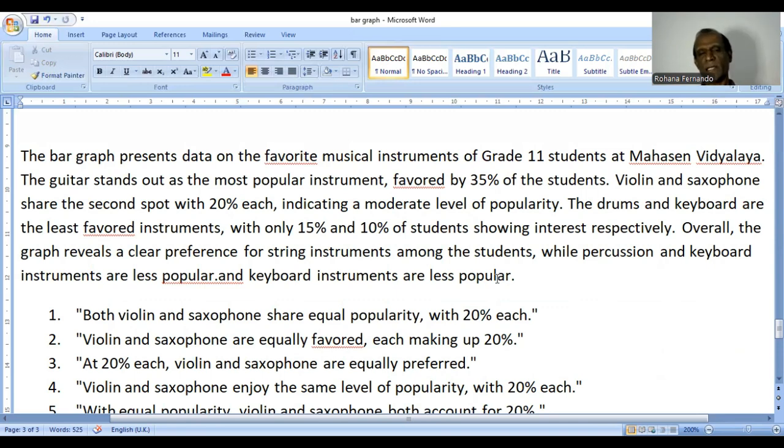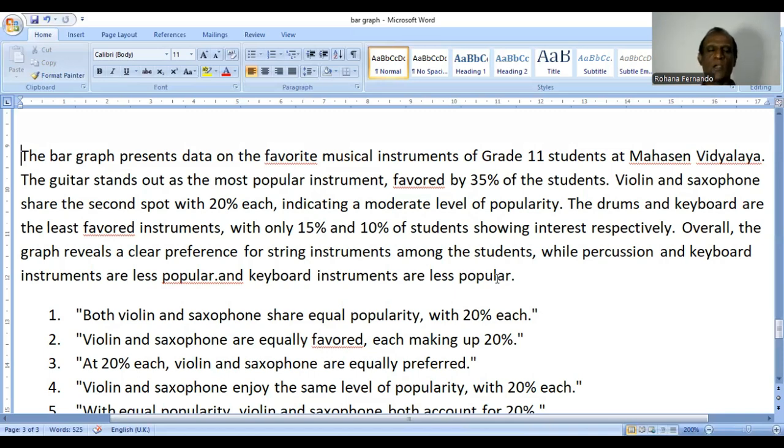Two, violin and saxophone are equally favored, each making up 20%. Three, at 20% each, violin and saxophone are equally preferred. So here we have put the percentage at the beginning, at the front: at 20% each, violin and saxophone are equally preferred.